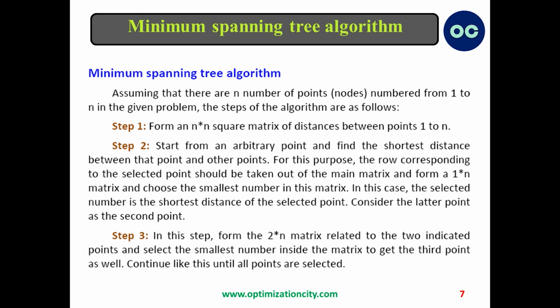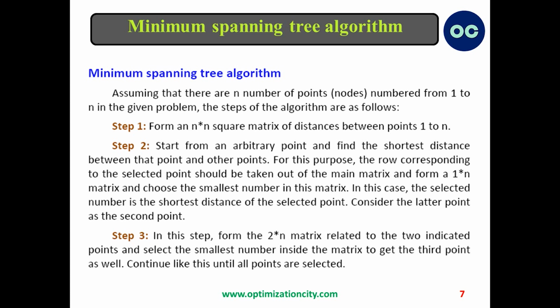In step 2, start from any point and find the shortest distance between that point and the other points. To do this, extract the row corresponding to the selected point from the matrix and create a 1 times n matrix. Choose the smallest number in the matrix as the shortest path. Consider this point as the second point. We go to the next step, step 3.